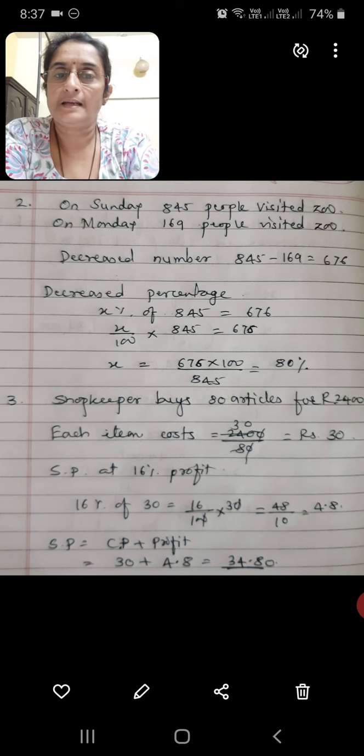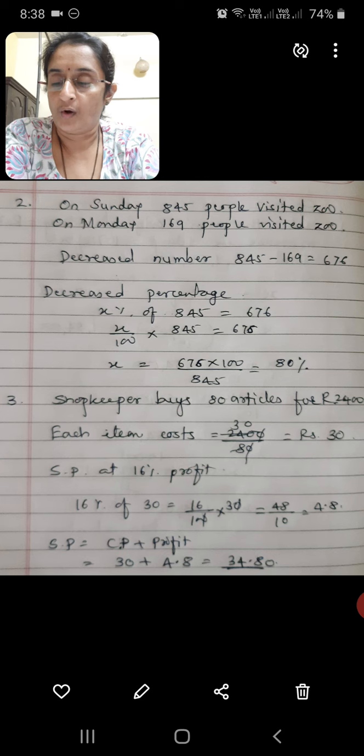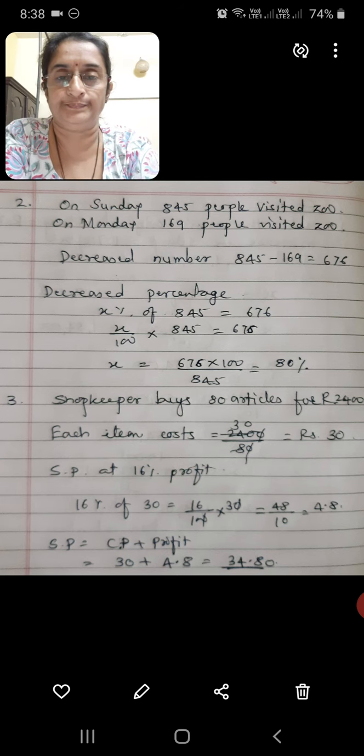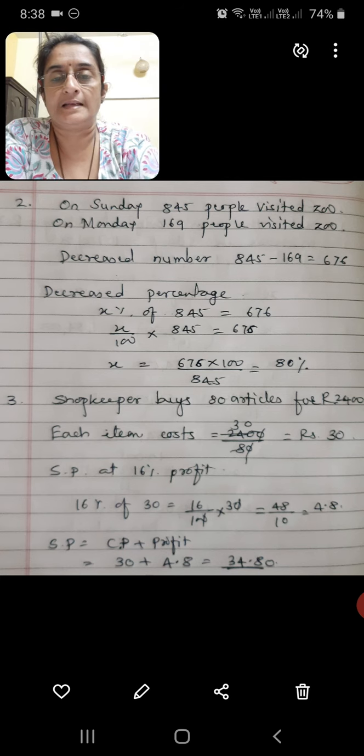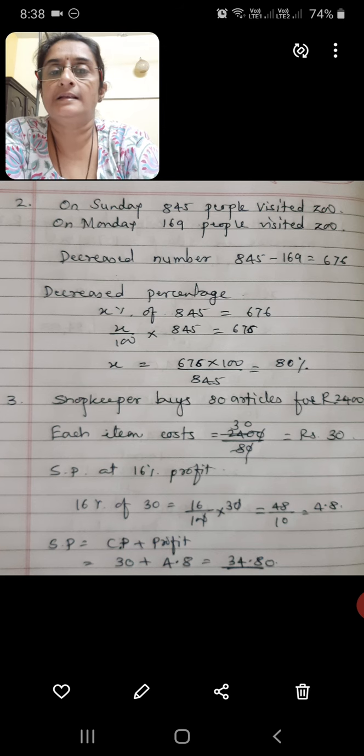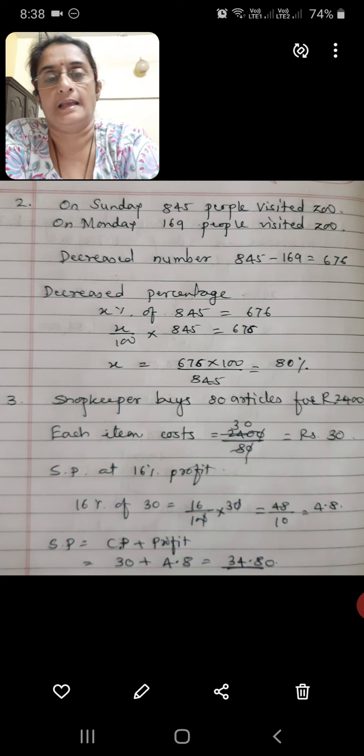On Sunday, 845 people went to the zoo. On Monday, only 169 people went. What is the percent decrease in the people visiting the zoo on Monday? Now see, on Sunday there will be a rush in the zoos because children want to go and see, and parents will be free, so they will go to the zoo. The number of people will be more on Sundays. So on Sunday 845 people visited the zoo, and on Monday it was only 169.